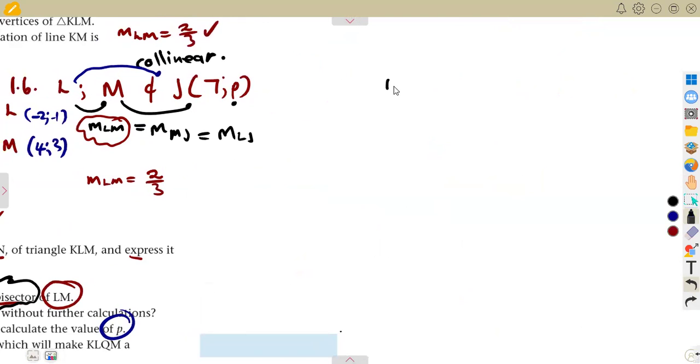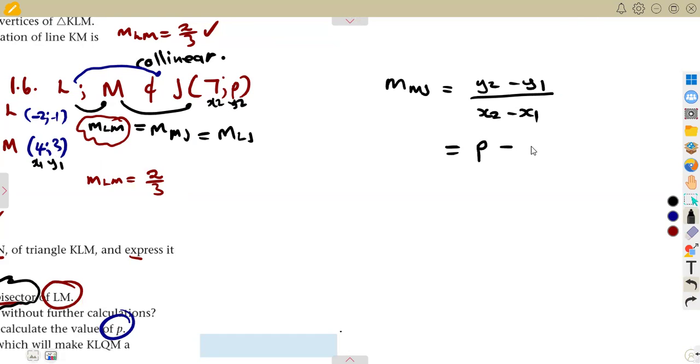The gradient. So I'm going to determine the gradient of MJ. Remember the gradient: change in Y over the change in X. That is our gradient concept. So using MJ, I'm going to refer to this M as X1, Y1, and this as X2, Y2. It's up to you how you name it. So Y2 is P, minus Y1, which is 3, everything over X2, which is 7, minus X1, which is 4. So this is going to be P minus 3, everything over 3. This is the gradient of MJ.